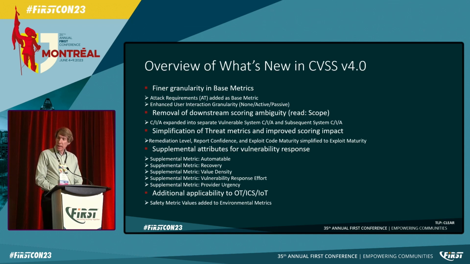And one that I really am fond of is the supplemental metrics. The base metrics have the intrinsic characteristics, the technical severity of the vulnerability. However, there's a lot of stuff that I'd like you to know that doesn't really affect the technical severity, but may affect patch priority or may affect some mitigation effort. So we have things such as automatable, whether it's wormable, recovery. Is it an automatic recovery or does it require manual intervention, or you smell smoke and have to return it to the factory? Things like value density and the provider urgency are helpful.